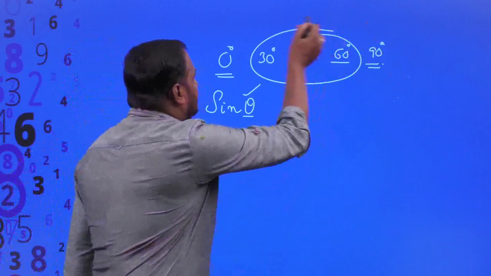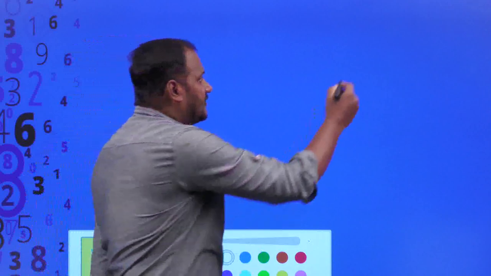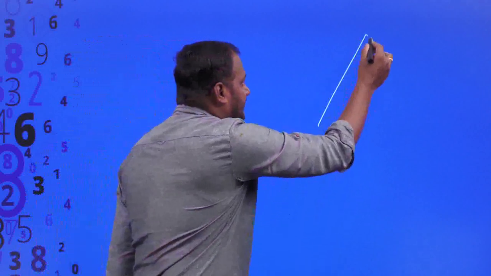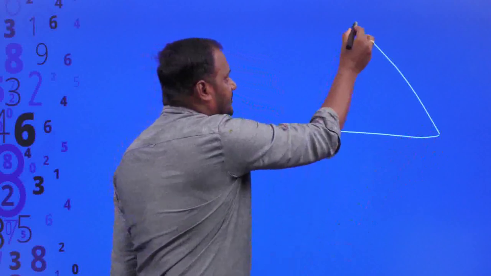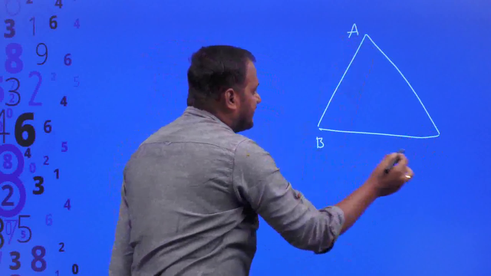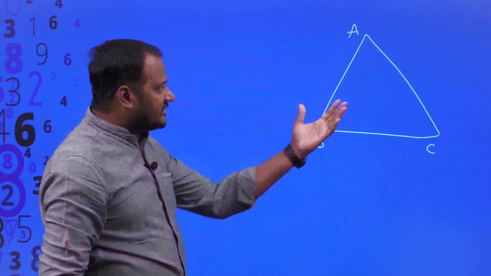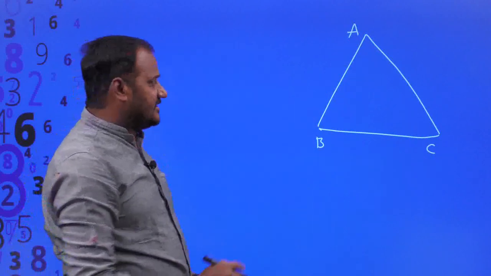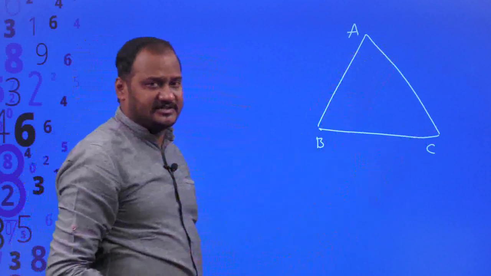According to the properties of an equilateral triangle, it is a triangle in which all the 3 sides are equal as well as all the 3 angles are equal. Let me take one equilateral triangle. This is an equilateral triangle in which A, B, C are the vertices. Of course, all the 3 angles are equal to 60 degrees. So angle A equals 60, angle B equals 60, angle C equals 60 degrees.